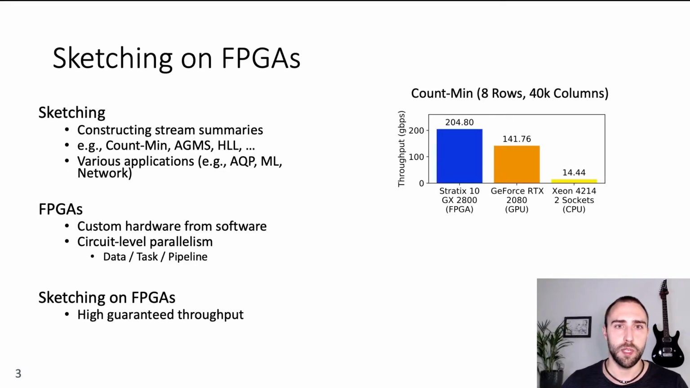Here we see implementations of a count-min sketch on a state-of-the-art FPGA, GPU, and CPU compared in terms of throughput. What you see is that we get a 1.4x increased throughput when comparing to a GPU, and compared to the CPU, we even get an increase of 14x. If implemented properly, that throughput is guaranteed and independent of the data distribution.